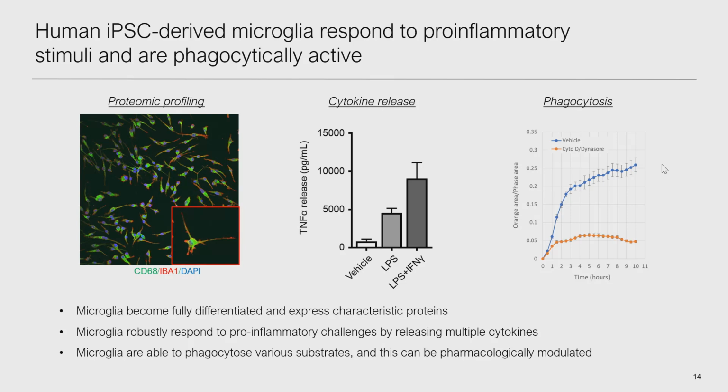So the graph on the right shows phagocytosis of Frodo-labeled apoptotic cells, and this can be inhibited by a combination of cytochalasin D and dinosaur. So we're able to demonstrate that the microglia are behaving in ways that you would expect. We can quantify that behavior, we can modulate that behavior.